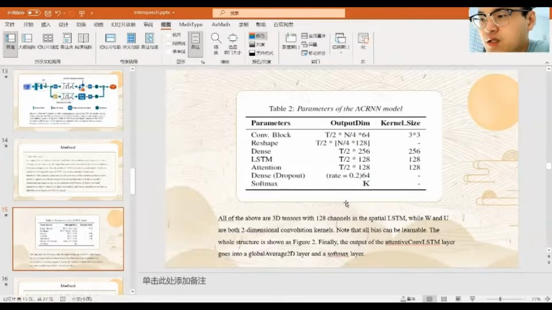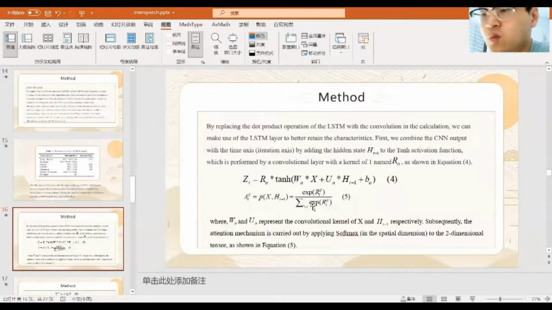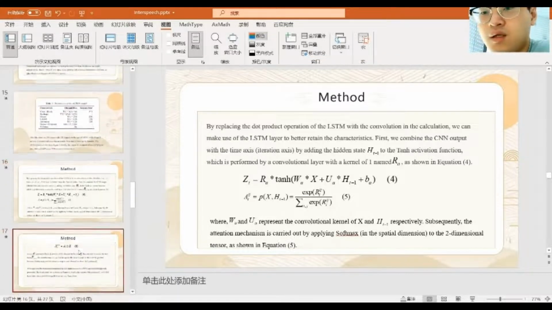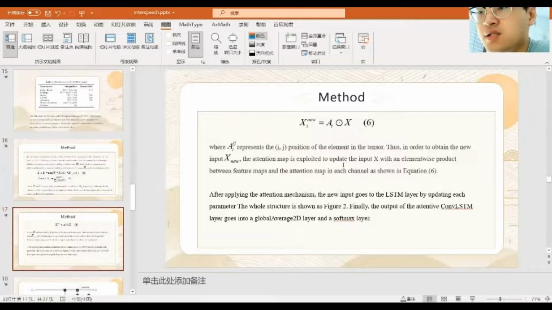Finally, the output of the Attentive ConvLSTM layers goes into a global average two-dimension layer and a softmax layer. Here, W and U represent the convolution kernels for X and H(t-1) respectively. This is equation 6. The equation is shown in the paper.